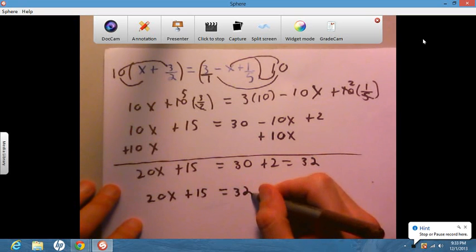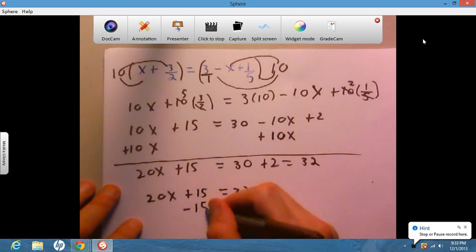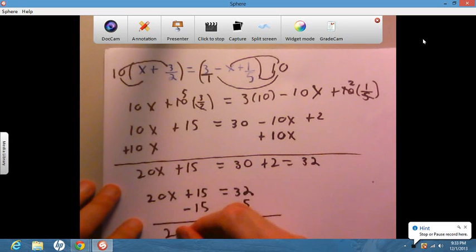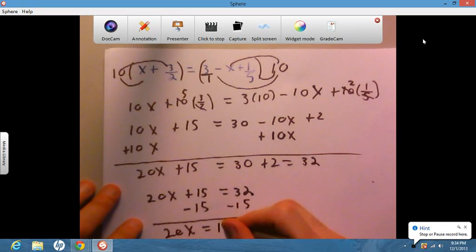Now I'm going to subtract 15 from both sides. And we have 20x is equal to, now 30 minus 15 is 15, so 2 more is going to be 17. And then we have x is equal to 17 over 20. Okay?